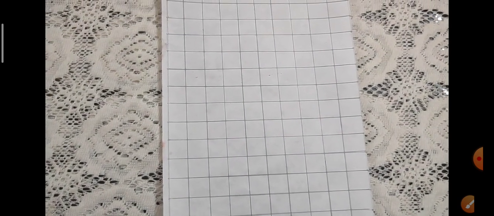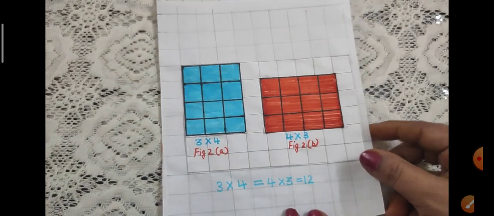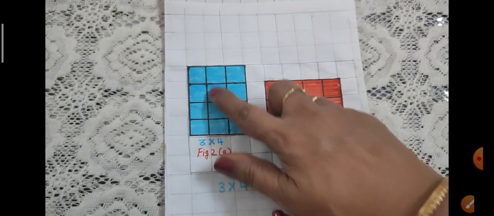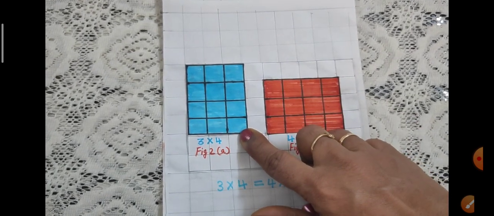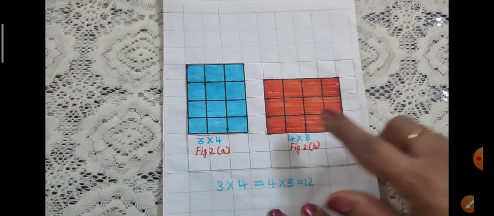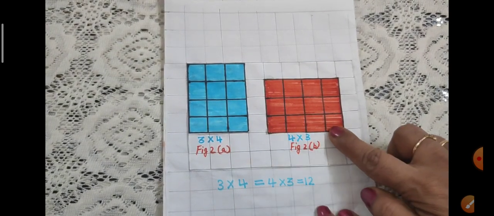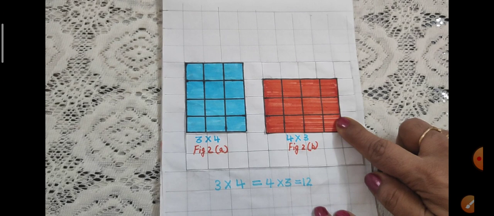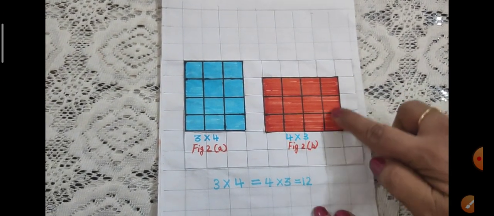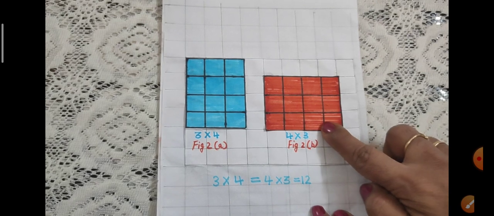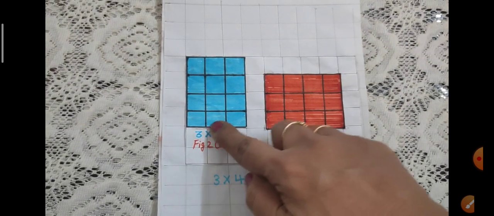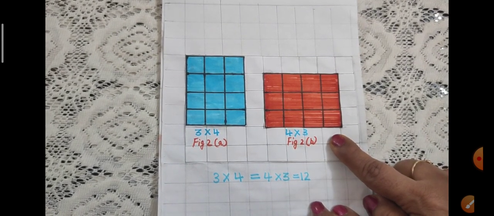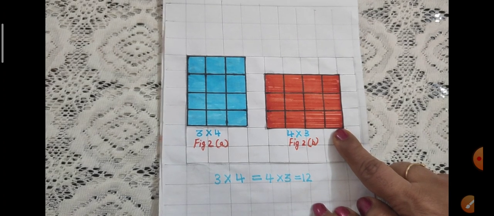Now, to represent 3 multiplied by 4, we stick 3 strips of 4 units length like this to form a rectangle. And to represent 4 multiplied by 3, we stick 4 strips of 3 units length in the form of a rectangle like I have shown here. So this represents 3 multiplied by 4 and this represents 4 multiplied by 3. Now compare both the rectangles.